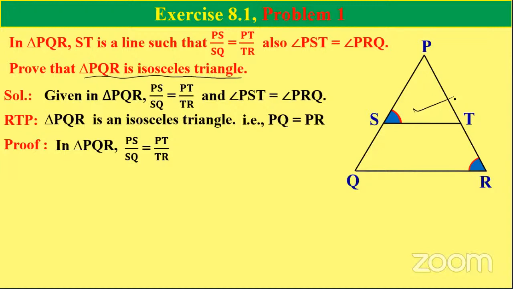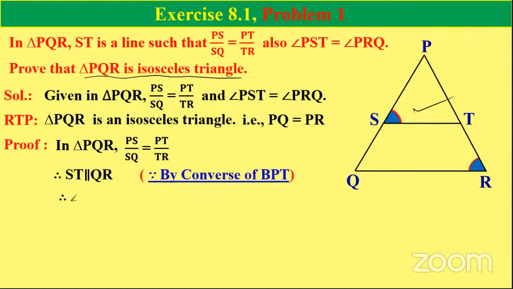If a line divides the two sides in the same ratio, then it is parallel to the third side. That statement we have by the converse of the basic proportionality theorem. Converse of the basic proportionality theorem, the line ST is parallel to QR. When two lines are parallel, in the beginning, in the introduction part, I explained. These are the two lines. This is a transversal.